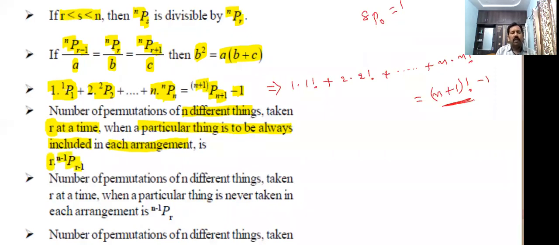This is the formula. The number of permutations of n dissimilar things taken r at a time when a particular thing is never taken in each arrangement. That means out of total things, remove that thing.